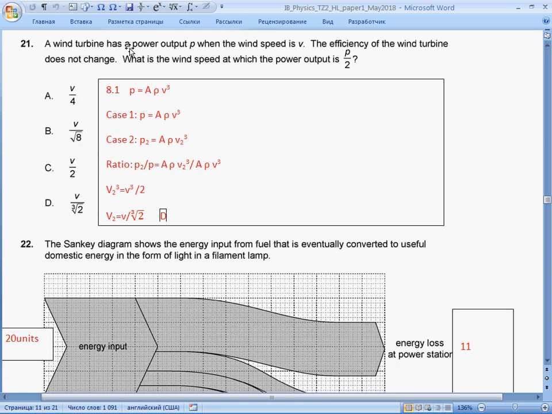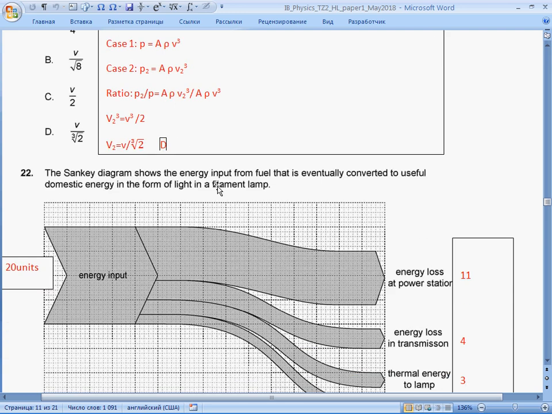A wind turbine has a power P with wind speed V. Efficiency of the wind turbine doesn't change. What is the wind speed at which the power output is P over 2? So from section 8.1 we get formulas for the power. Case 1, case 2, ratio of powers is 1 over 2. Then we simplify, and we take the cube root of both sides and answer D.